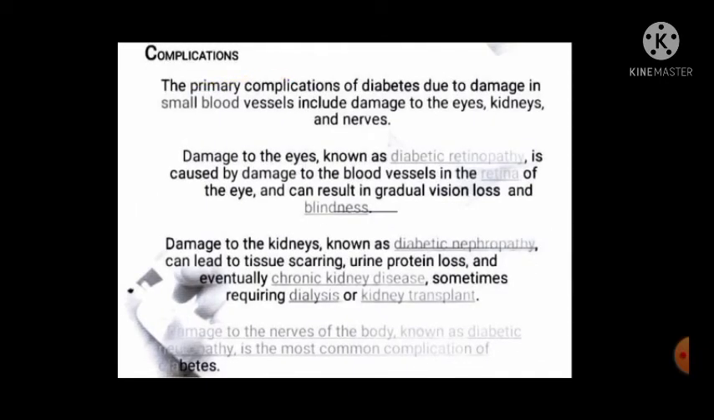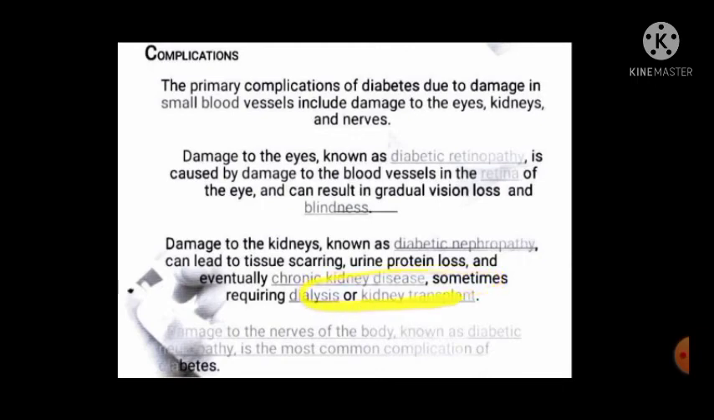Complications. The primary complications of diabetes due to damage in small blood vessels include damage to the eyes, kidneys and nerves. The whole damage is due to the diabetes. Damage to the eyes, known as diabetic retinopathy, is caused by damage to the blood vessels in the retina of the eye and can result in gradual vision loss or blindness. Blindness also occurs due to diabetes. Damage to the kidney, known as diabetic nephropathy, related to nephrons, can lead to tissue scarring, urine protein loss, proteinuria, ketonuria. Eventually, chronic kidney disease sometimes requires dialysis or kidney transplant.